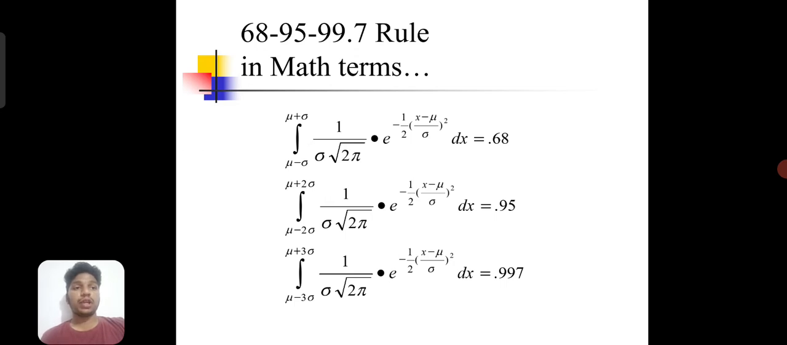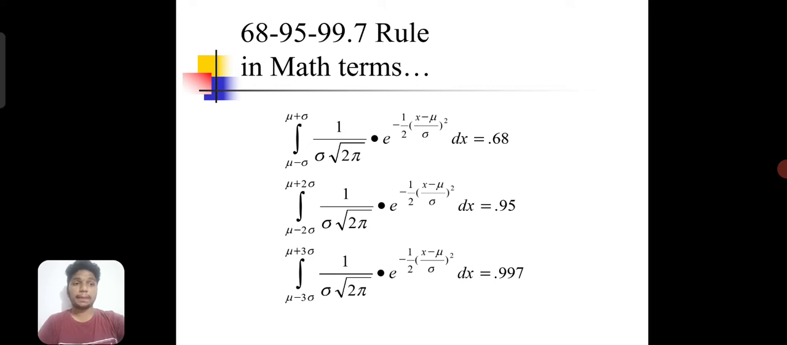The integral from mu minus sigma to mu plus sigma of 1 by sigma under root 2 pi into e to the power of minus 1 by 2 x minus mu by sigma whole square dx equals 68%. And for 95%, the integral from mu minus 2 sigma to mu plus 2 sigma of 1 by sigma under root 2 pi into e to the power of minus 1 by 2 x minus mu by sigma whole square dx equals 95%.